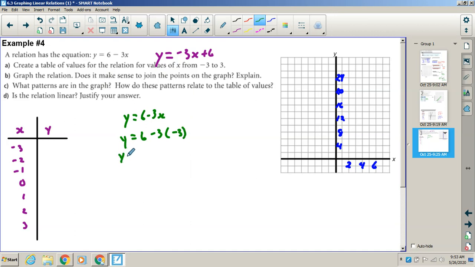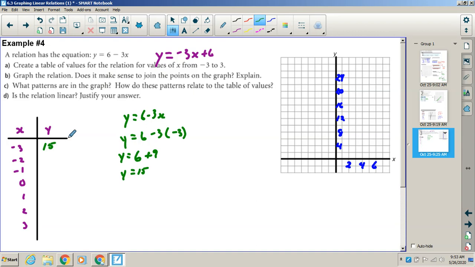Now, how I like to look at this, I like to go negative 3 times negative 3, so this is going to be 6 plus 9. If I have 6 here, I look at this as negative 3 times negative 3, so that's 6 plus 9. So that would make this 15. So when x is negative 3, my y value is 15.